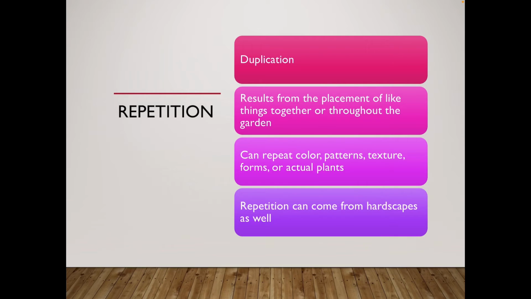You can repeat the same plants throughout the garden. You can repeat the same colors, because chances are your conditions in the front and the back of the house are going to be different. So you repeat the same colors from the front to the back of the house.